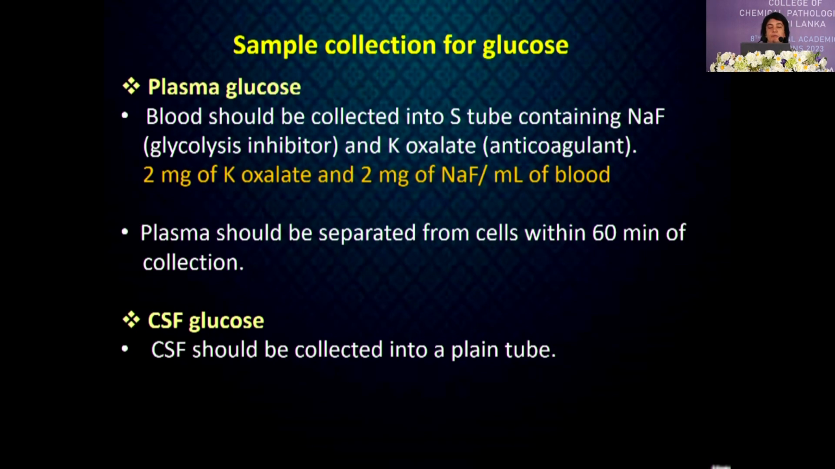A few things about sample collection for glucose. For plasma glucose, blood should be collected in a sugar tube containing sodium fluoride and potassium oxalate. Sodium fluoride inhibits glycolysis and potassium oxalate acts as an anticoagulant. Plasma should be separated from cells within 60 minutes of collection. For CSF glucose, CSF should be collected in a plain tube.